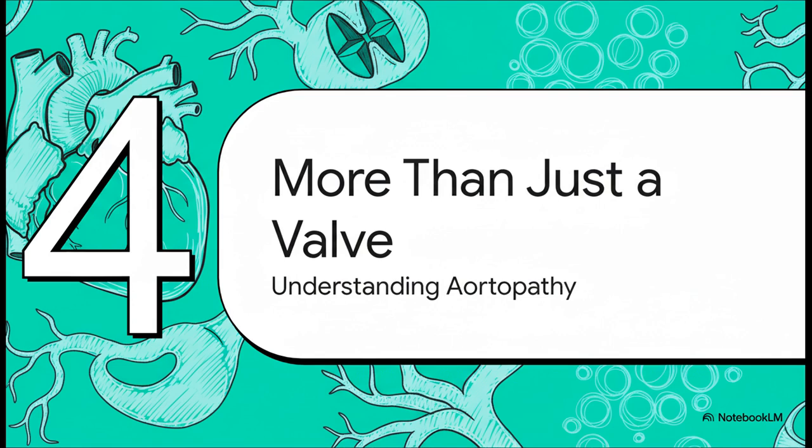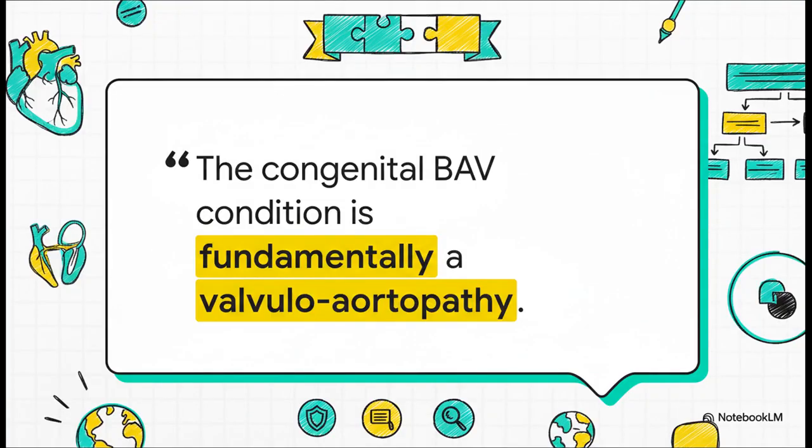So the new system also gives us a clear way to talk about what's happening with the aorta, that aortopathy part of the condition. And this quote from the big international consensus statement just nails it. The congenital BAV condition is fundamentally a valvulo-aortopathy. You just can't think about the bicuspid valve without also thinking about the aorta. The two are completely linked.